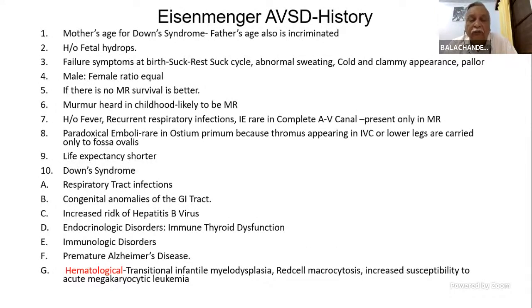So the history is very important when you have a case of AVSD with pulmonary arterial hypertension, Down syndrome, and heart failure symptoms, male-female patient. If there is no MR, the survival is better. So these are all the factors which are responsible. History, you have to ask in AVSD. Next slide.